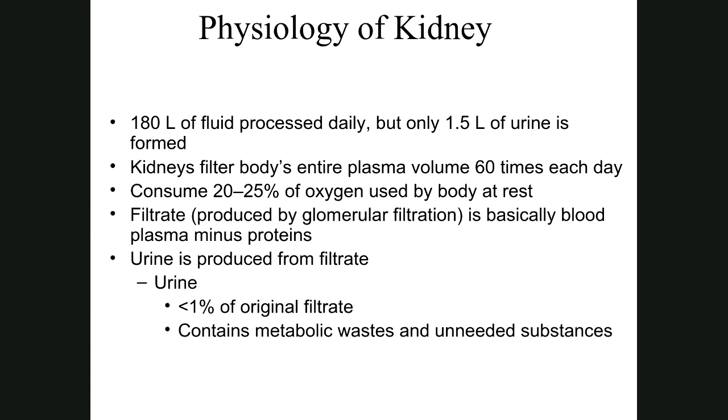The filtrate, which is basically blood minus protein, is produced by glomerular filtration, and if you remember, the glomerular capillaries have fenestrated endothelium and are porous capillaries. And urine is produced from the filtrate. Urine is less than 1% of the original filtrate and contains metabolic waste and anything that's not needed.